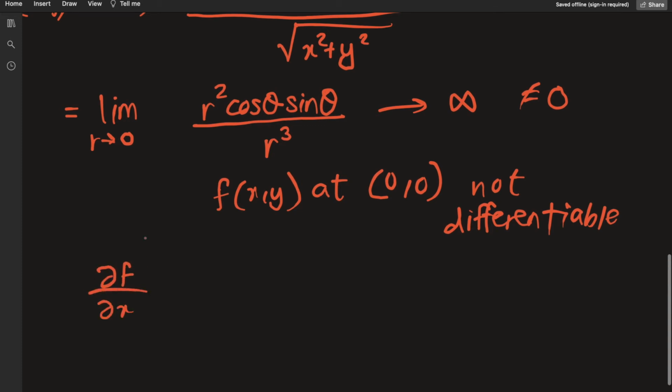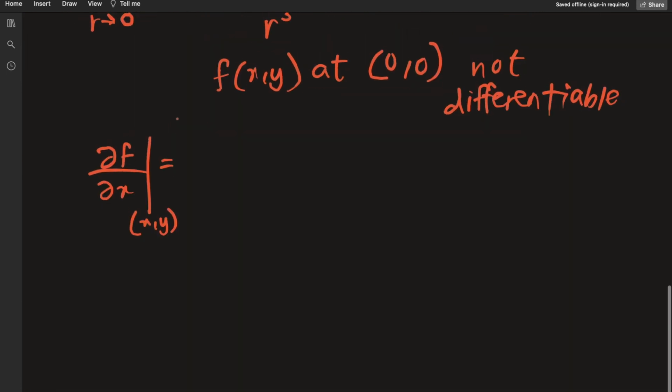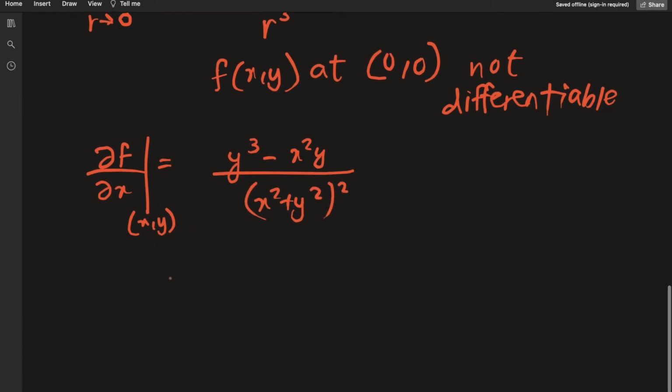Fine, the partial derivative with respect to x at some arbitrary point (x, y) will just be, well, you can do the quotient rule on this, treating y as a constant, and you get the following: y cubed minus x squared y, divided by x squared plus y squared, the whole thing squared. And since this is at an arbitrary point, it's fine. What if we now try to take the limit as x and y approach 0 for this partial derivative?